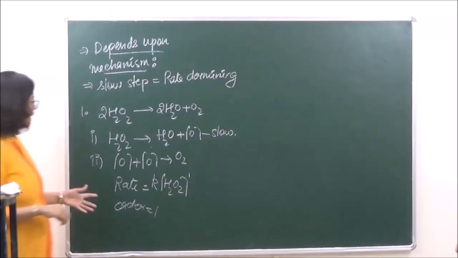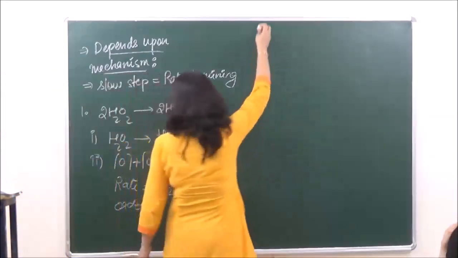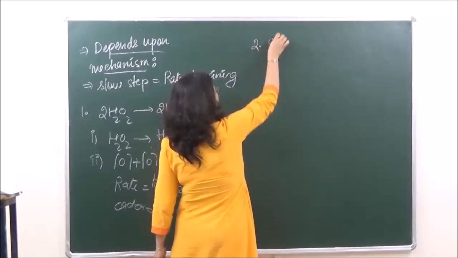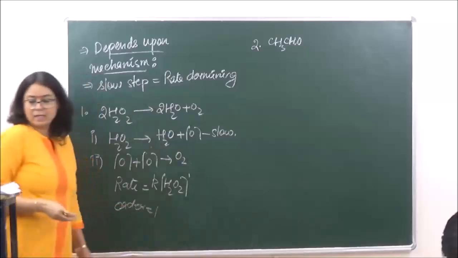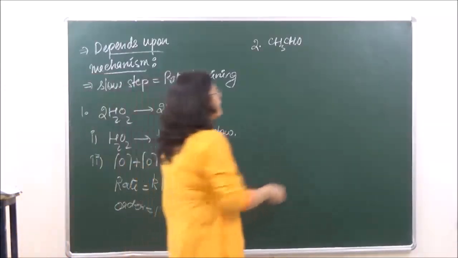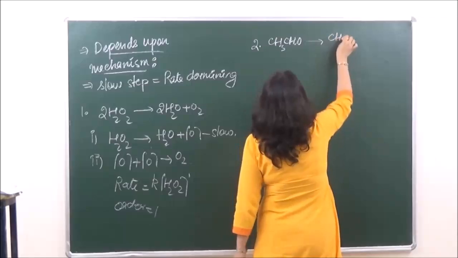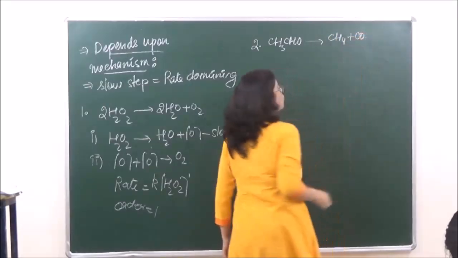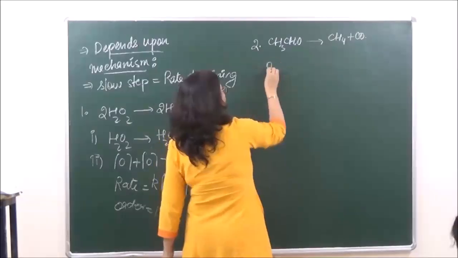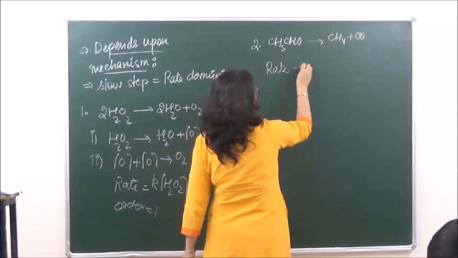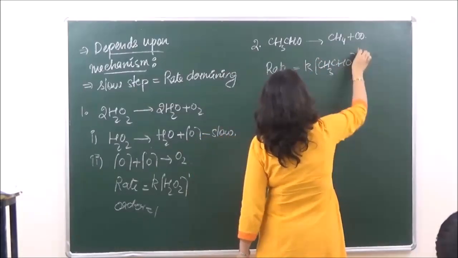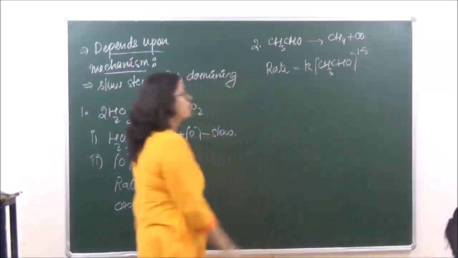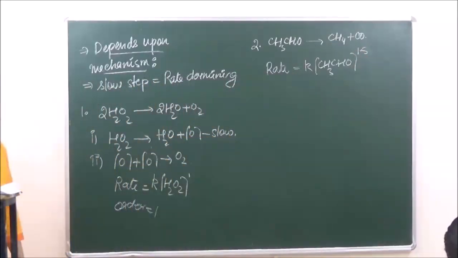In a similar manner, we have fractional orders also, which we will do in detail later. But let's take one example over here. We are taking acetaldehyde, CH3CHO, which is breaking into CH4 and CO. Now, experimentally, the rate determined for this reaction is equal to K into [CH3CHO] raised to power 1.5. Is it clear?